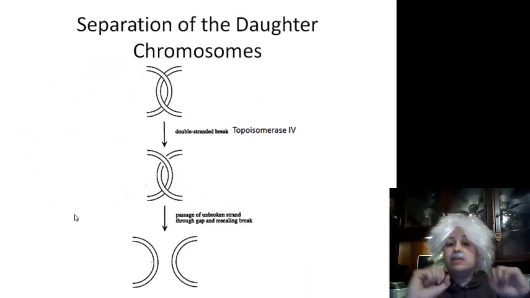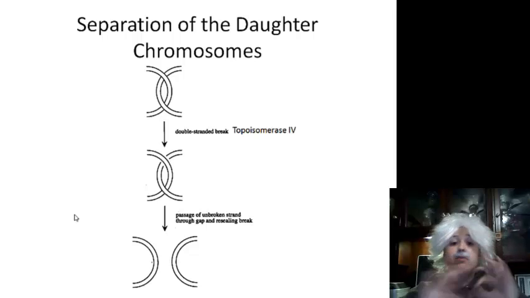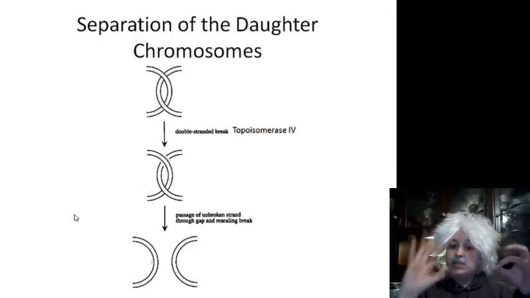The problem is that once we are done, we have two interlocking loops. Well, we get topoisomerase 4 to come in. Remember, topoisomerases can break both strands, and then they can be linked back together.